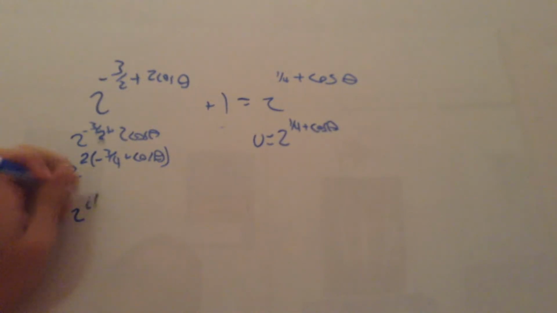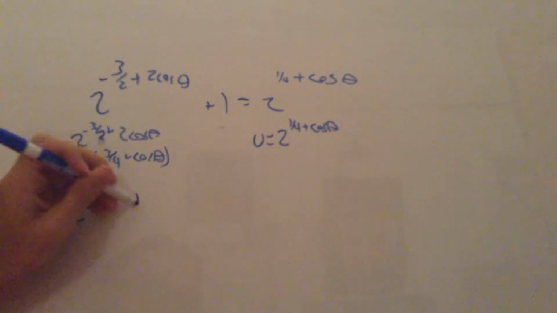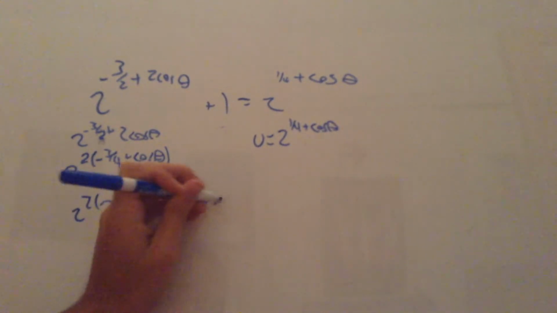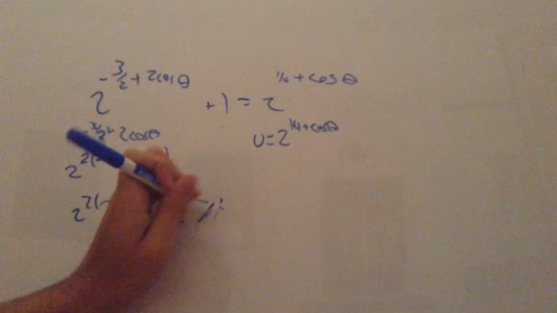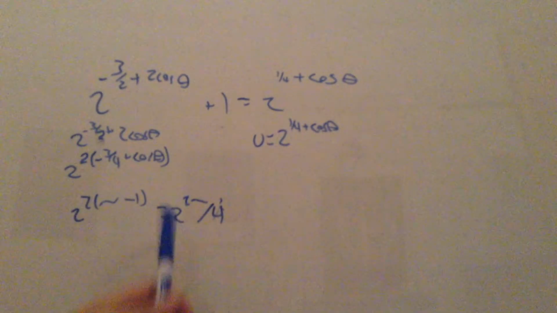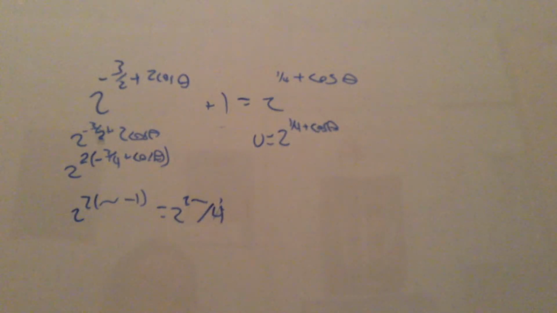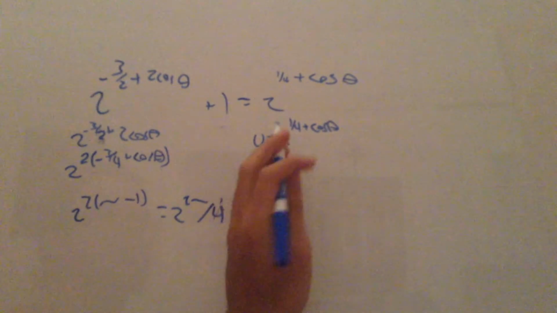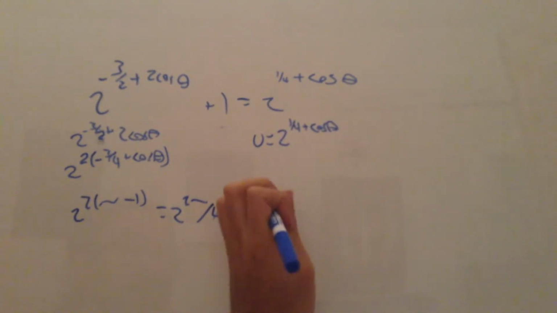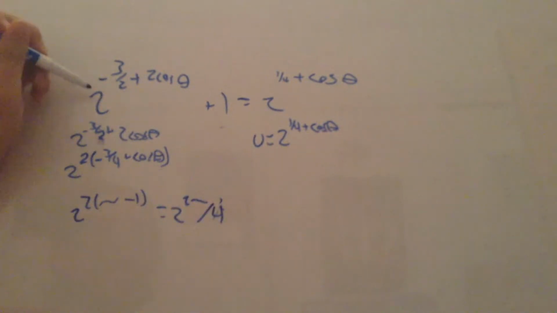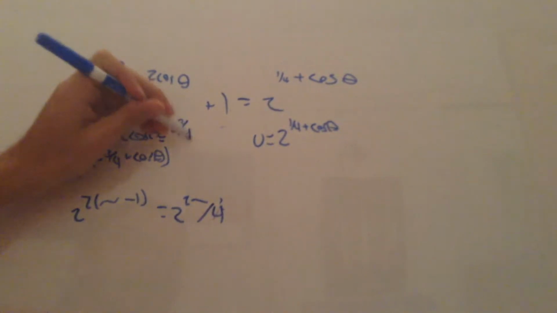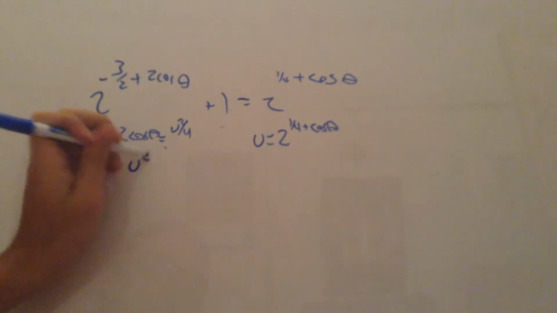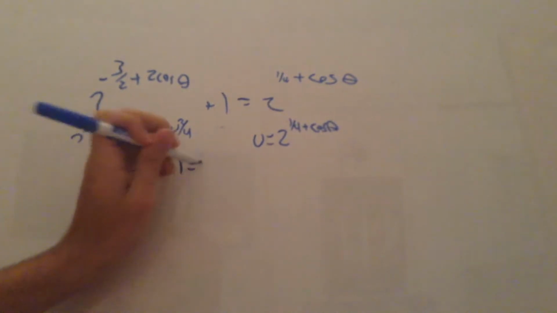So we have 2 to our random stuff with cos theta in it minus 1 is equal to 2 to the 2 squiggle minus 2, which is just 2 squiggle over 4. Now 2 to the 2 squiggle, as we showed back in problem 1, is just this squared. So we have 2 to the squiggle, 1/4 plus cos theta. So we have u squared over 4 is this. So now we can write u squared over 4 plus 1 equals u.